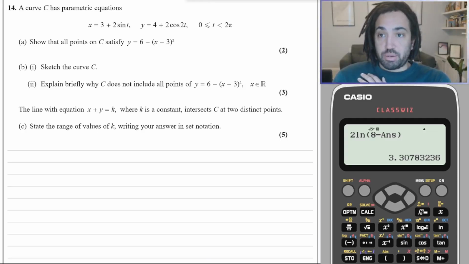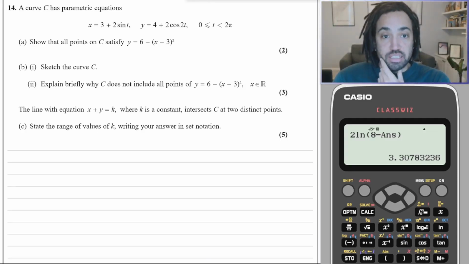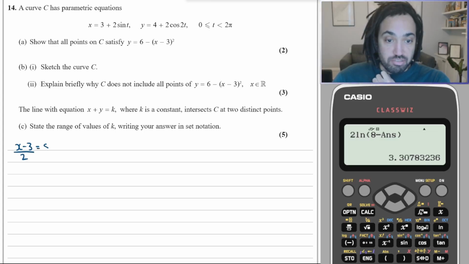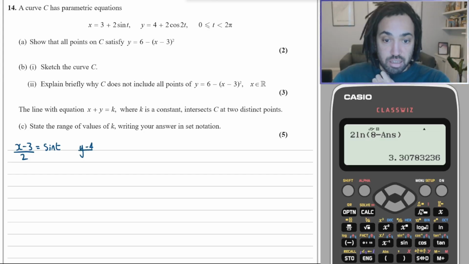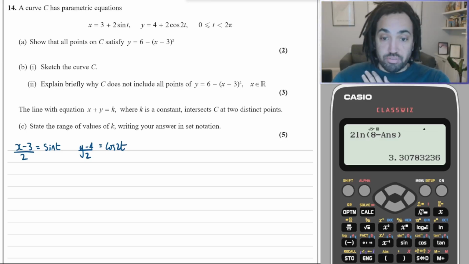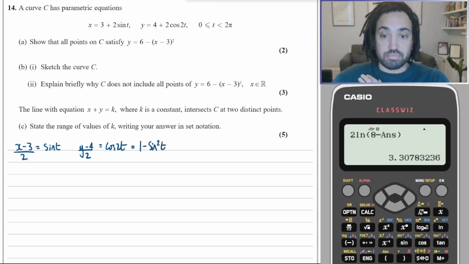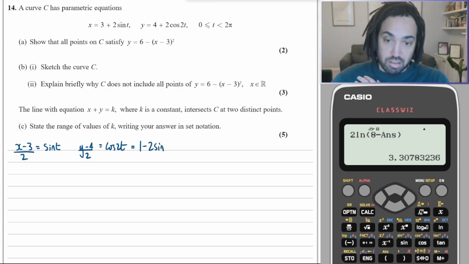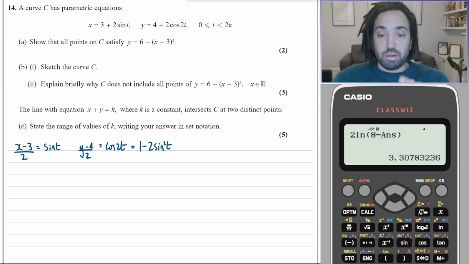Question 14, we've got parametric equations, and we need to show that all points satisfy this equation. Okay, so we need to substitute one into the other and eliminate t. So rearranging for sine t is going to give me this, and rearranging for cos 2t is going to give me this. Now we know that cos 2t from our double angle formulas is 1 minus 2 sine squared t. So we can now substitute in.